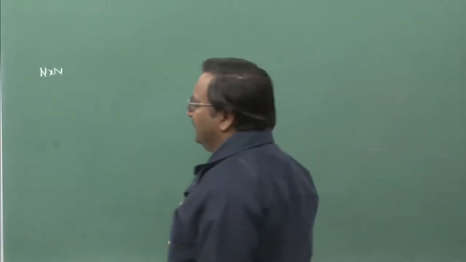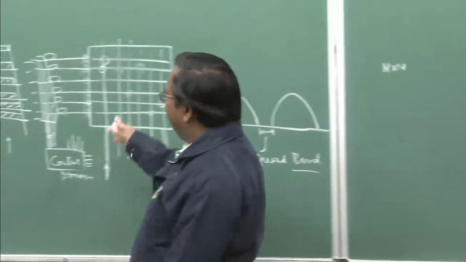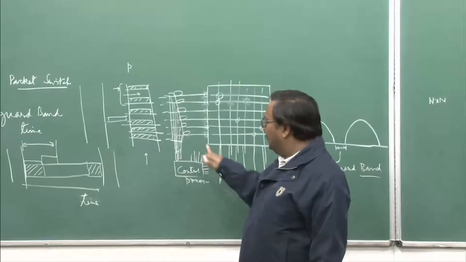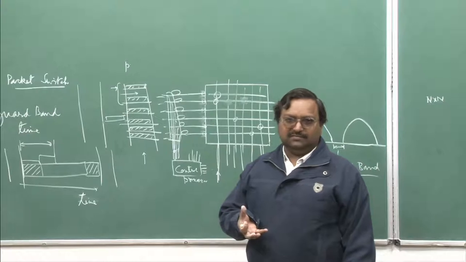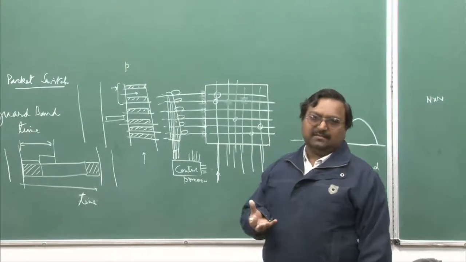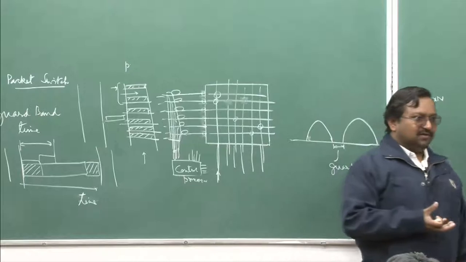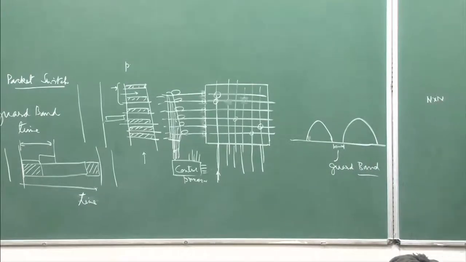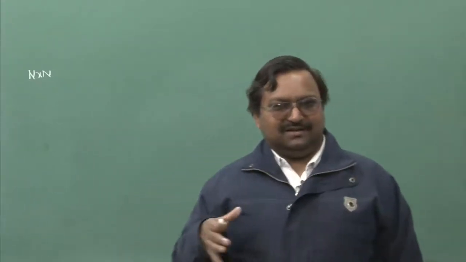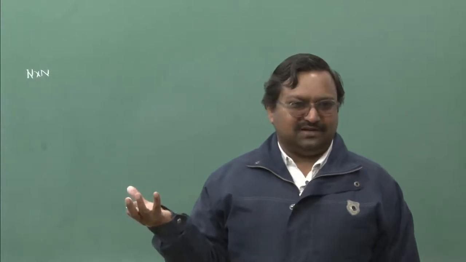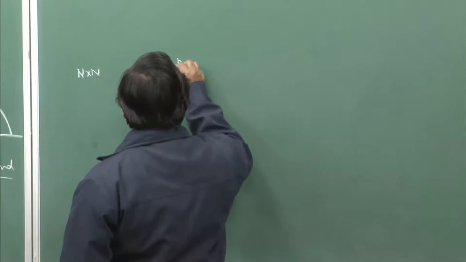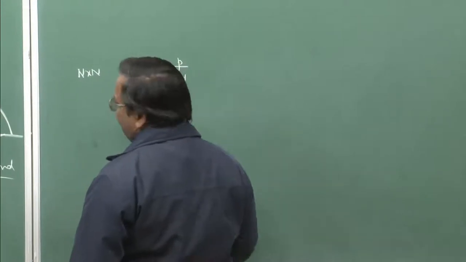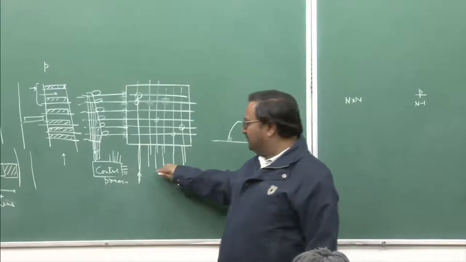Usually, input 1 and output 1 are connected to the same node. These are unidirectional lines, but the actual links are bidirectional. So a packet will not choose output 1; it will always choose from the remaining n minus 1. So with probability p over n minus 1, the packet will be choosing any one of these.